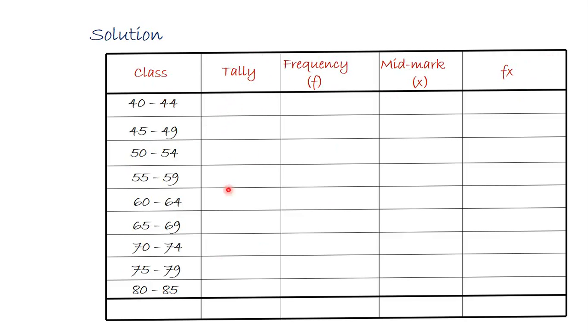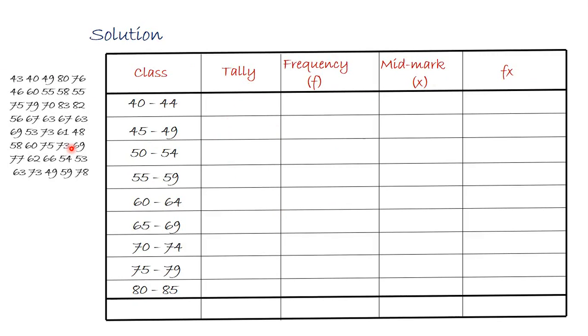So first of all, we need to tally. So I'm going to retrieve the other data, the data that we have here, and then we are going to use this data to get the tally. Then we shall use the tally to get the frequency. And then the mid-mark is got from the class. And then fx will be got by multiplying f times x. So let's start by tallying.